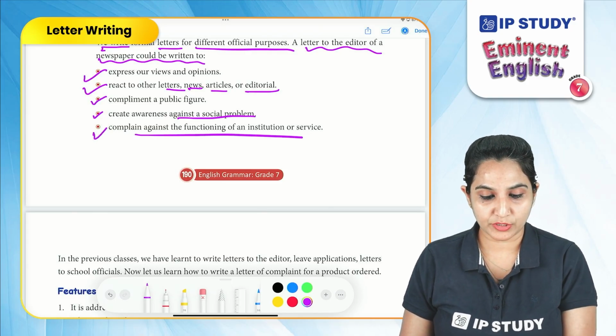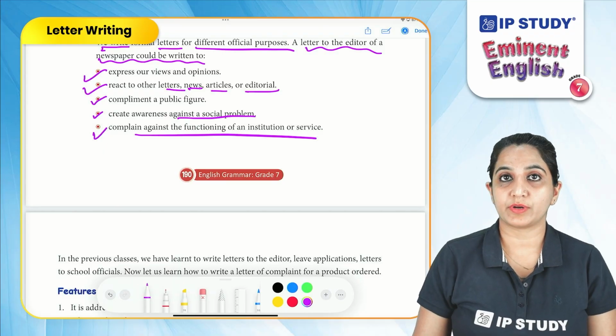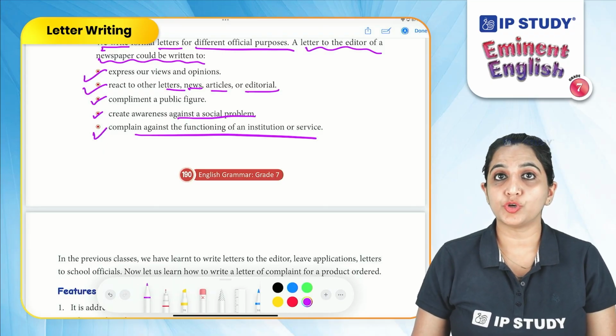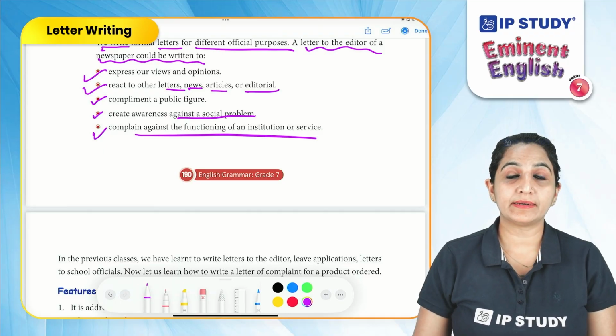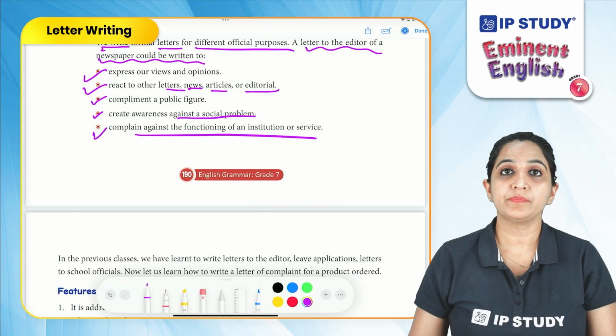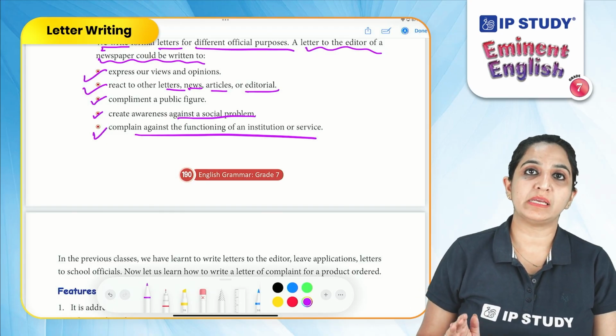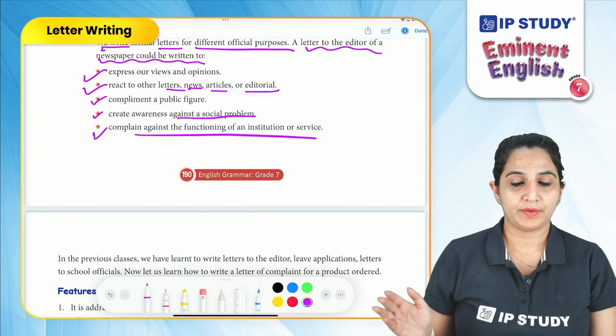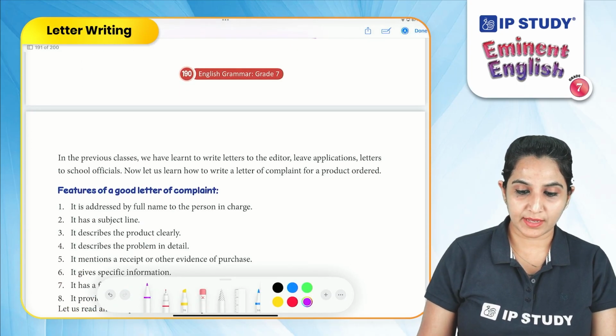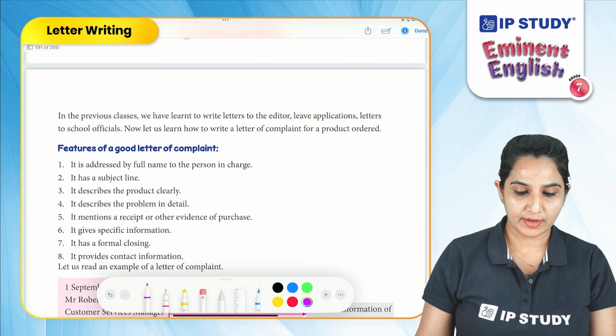Complain against the functioning of an institution or service. For example, if you write a letter to your school, or if you write a letter to a local municipality for the use of speakers at night, right? So all of these can be written as formal letters.